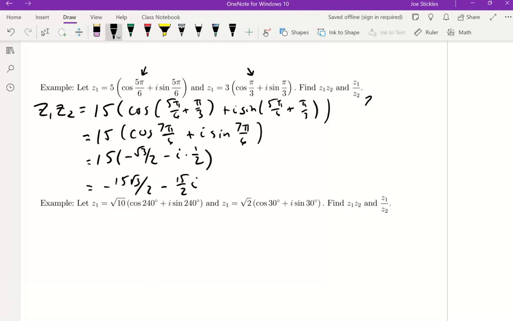If we divided rather than multiplied, what would we have? What do you do with the 5 and the 3 when you divide? Divide them, good. And then what do you do with the angles? Rather than add them, you subtract them, good.